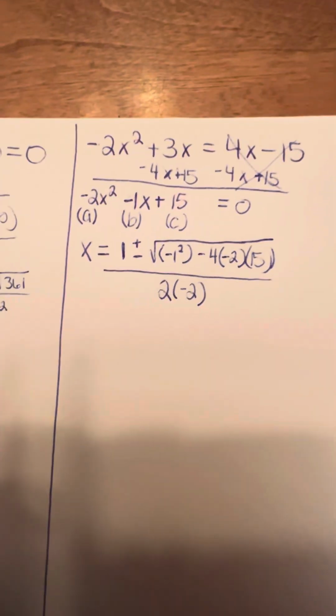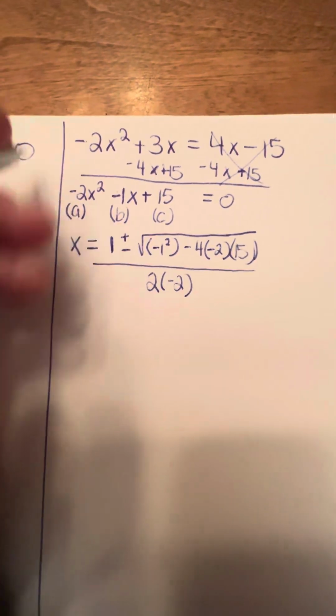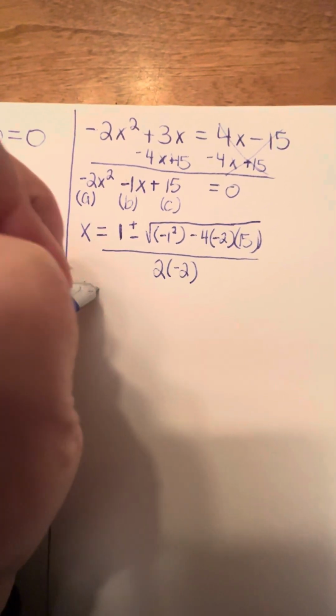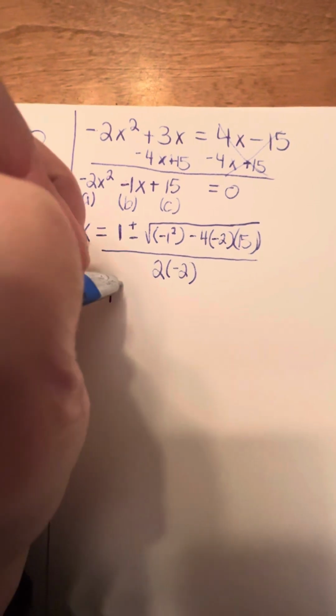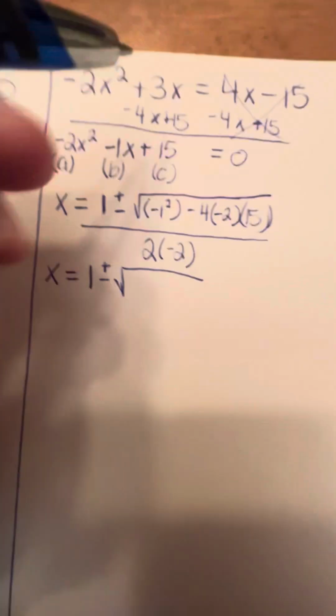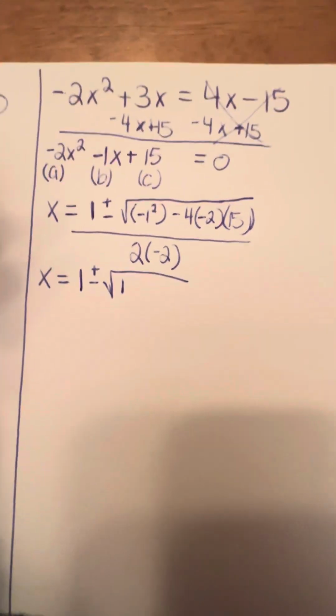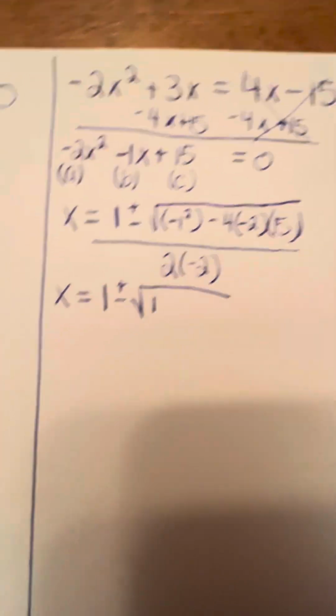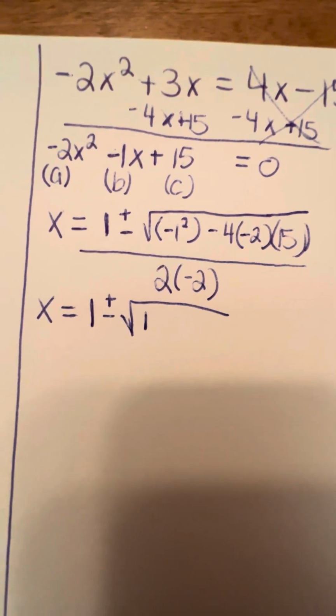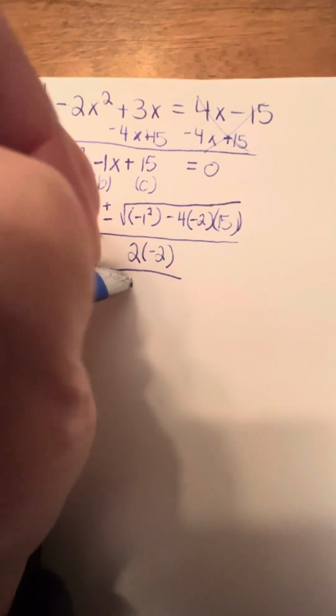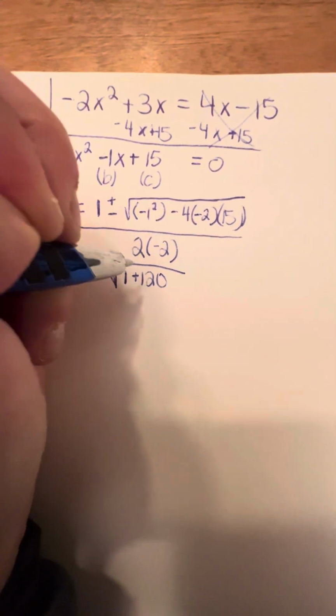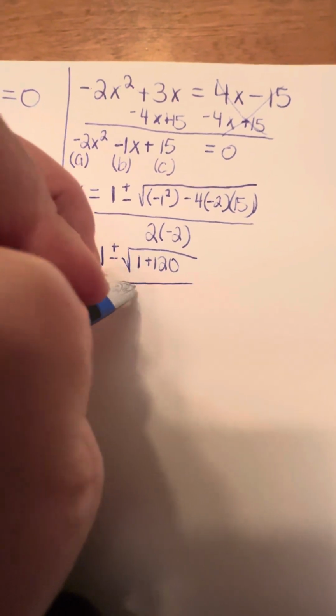And then we're going to use order of operations, start underneath that square root symbol, and work our way through everything. So the 1 that we have here is going to stay 1 for right now, plus or minus, and then let's get to work over here under the square root symbol. Negative 1 squared, negative 1 times negative 1 is a positive 1. And then over here we got negative 4 times a negative 2, which is a positive 8. And then we have our positive 8 times our 15, and that's going to give us 120. So positive 120, all of that over our 2 times negative 2, which is negative 4.